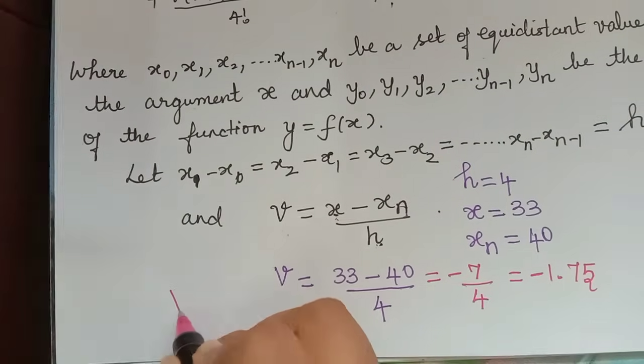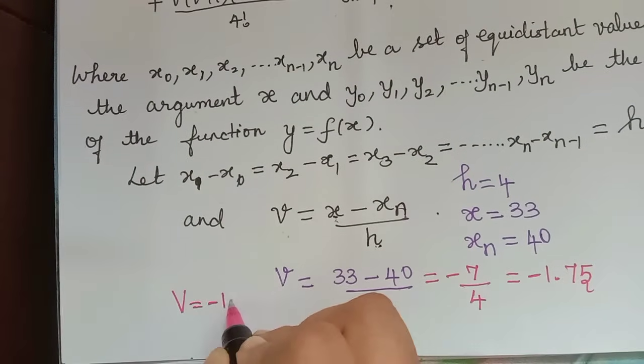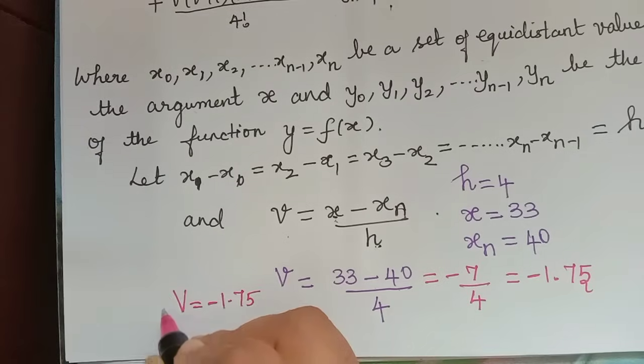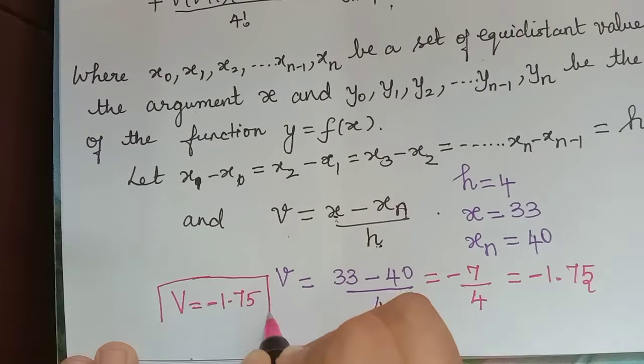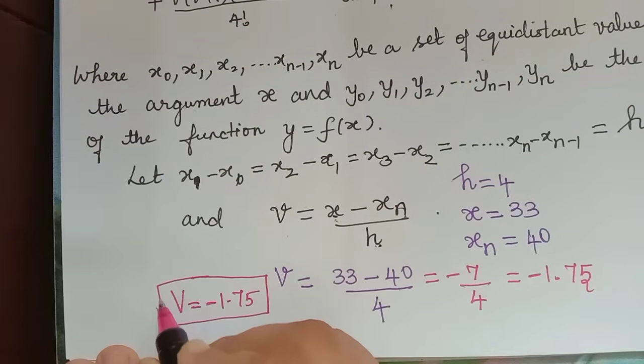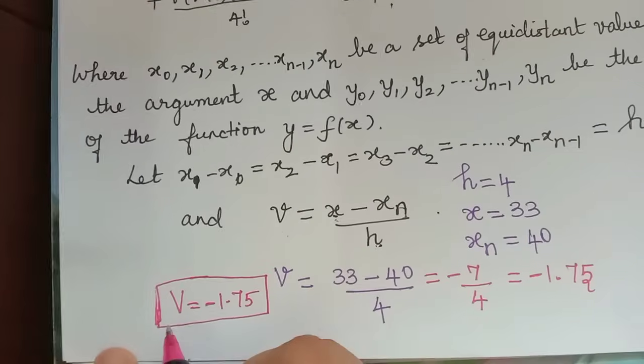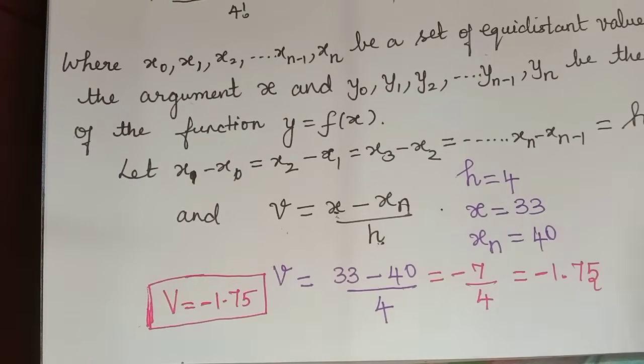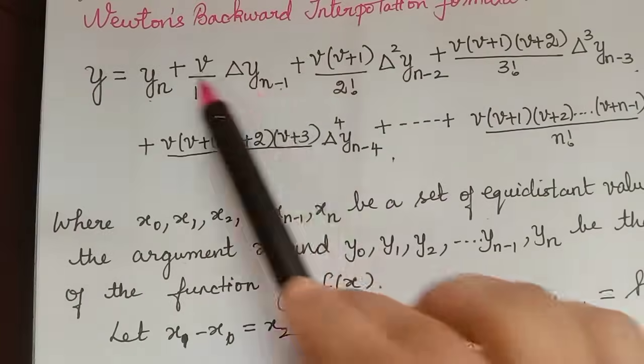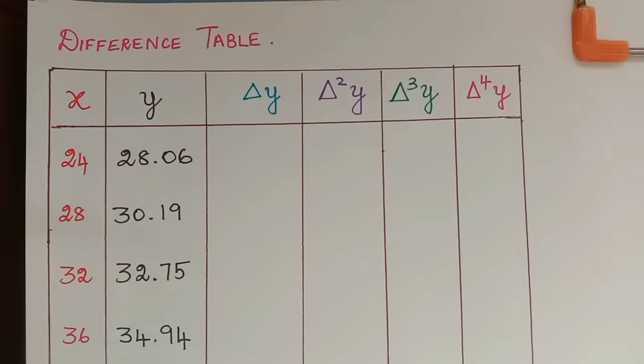So let us take that and write. So v is equal to minus 1.75. Now next we have to form the difference table from which we have to obtain the value of the differences and then apply in this formula. Let us see that now. The next step is we have to draw the difference table.